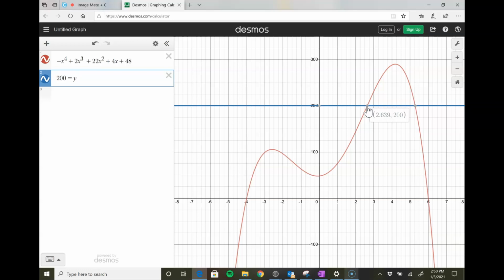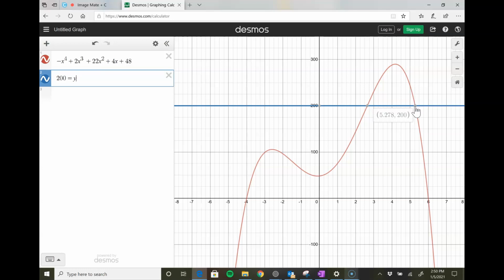And then I'll show you the final product when I'm done. I get 200, but then it happens again over here on the right, so at 5.278. Okay, and I'll show you how those answers look in just a moment.